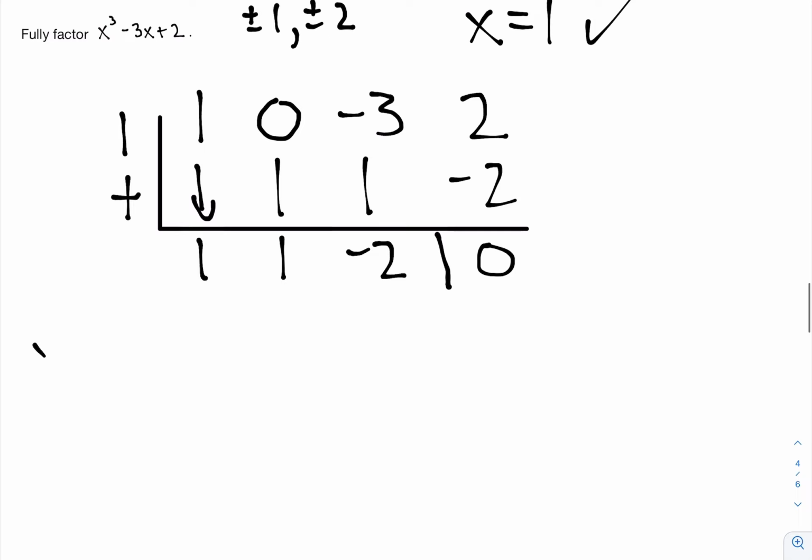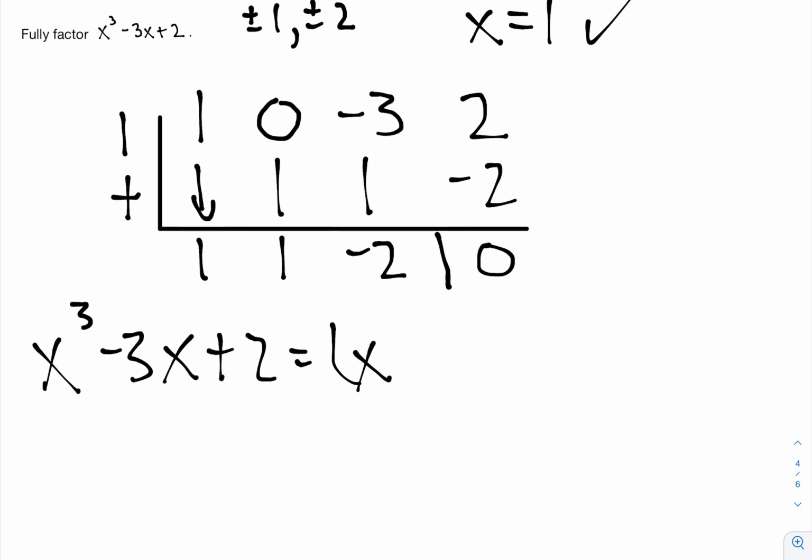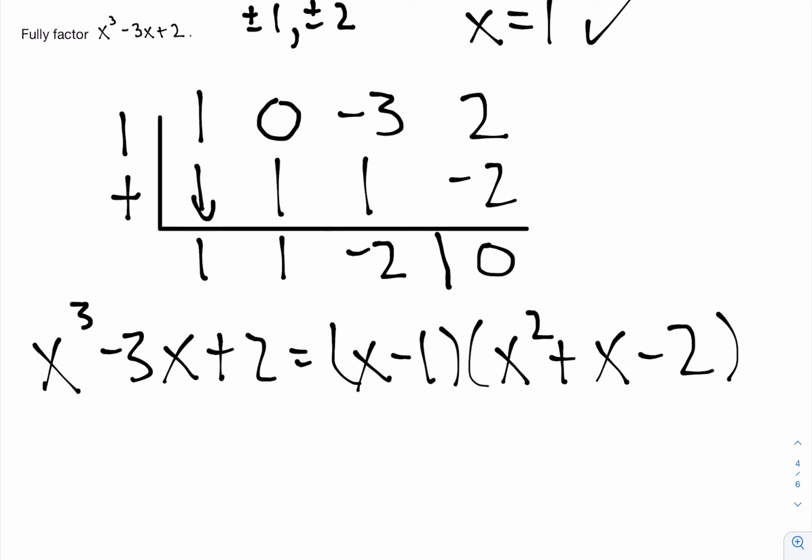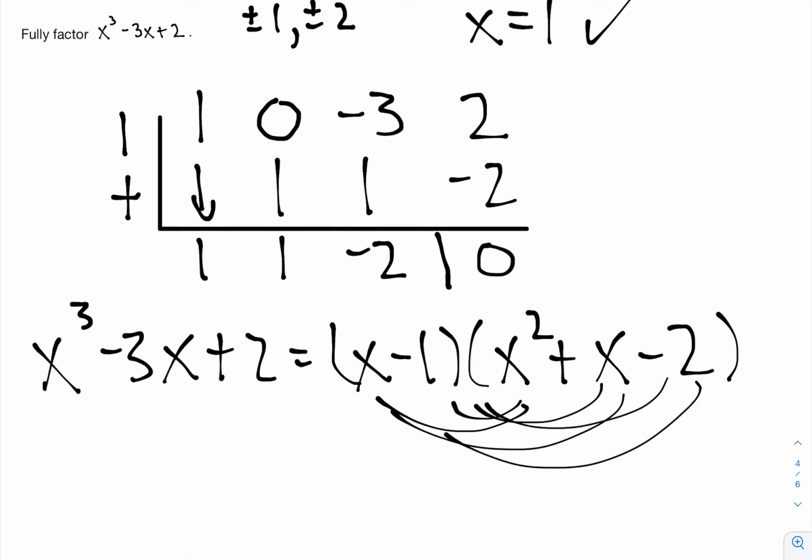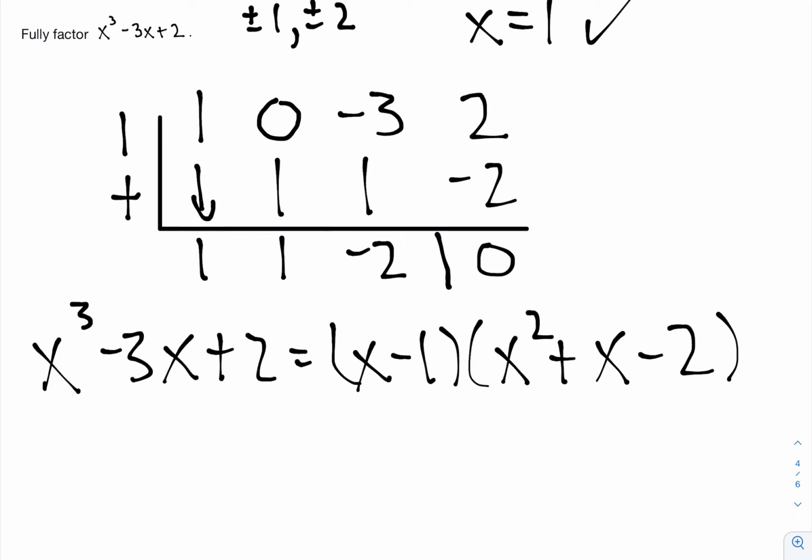So we know that x cubed minus 3x plus 2, now we're kind of putting it all together, is going to be equal to, well, one of our factors, or zeros, was equal to 1. So that must mean one of our brackets is x minus 1. And the coefficients we have left over are positive 1, so positive 1x squared, and then another positive 1, so plus x minus 2. And if we expand all of this out, we're going to get our original function, x cubed minus 3x plus 2, using synthetic division.